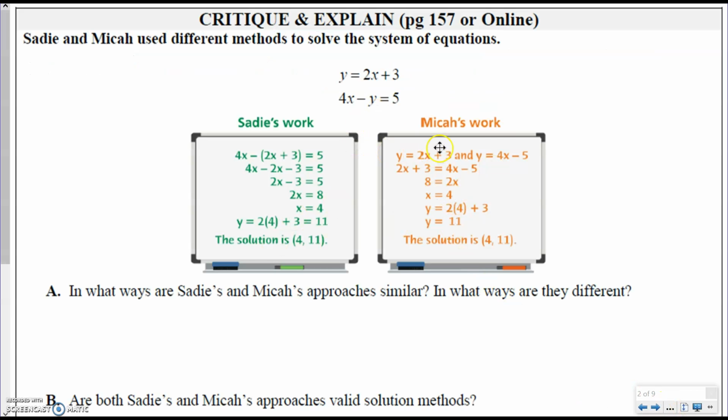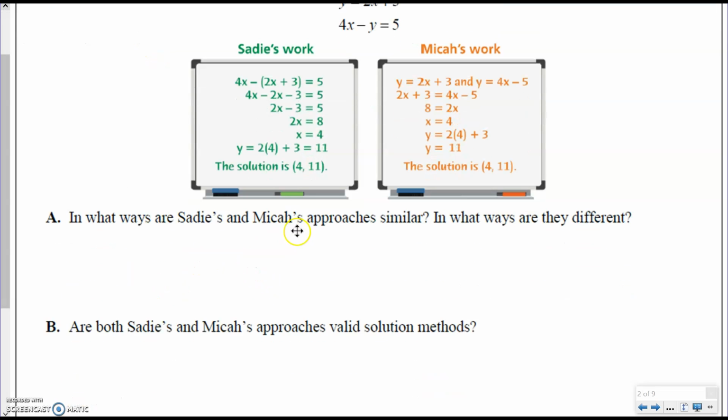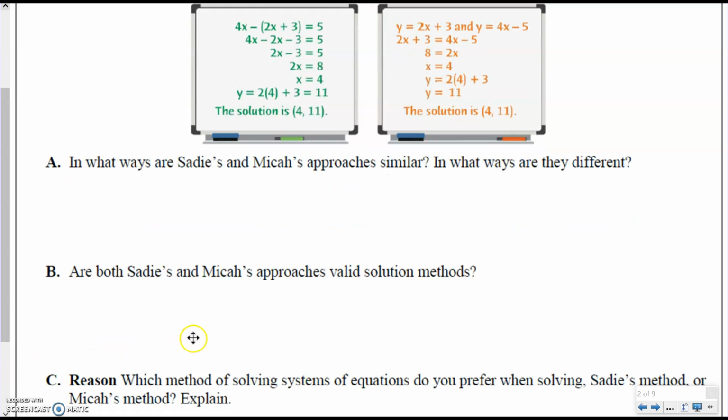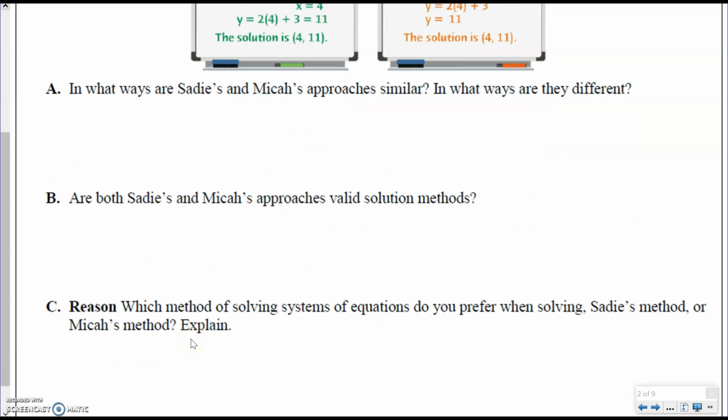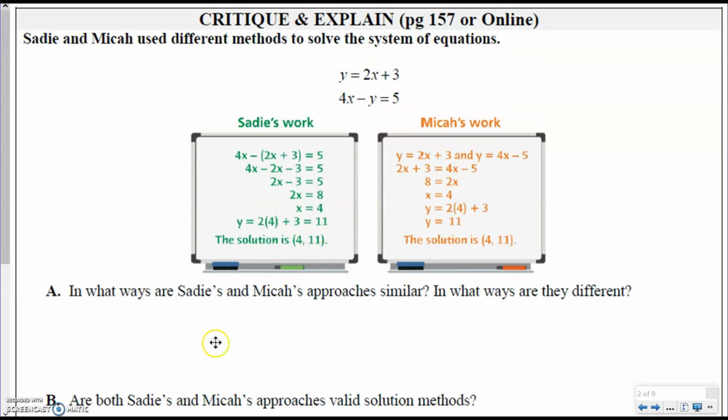Before we actually go through anything, I want you to check this work here and answer these questions. In what ways are CD and Micah's approaches similar? In what ways are they different? And are they valid? And which one do you prefer? Completely up to you. Answer those questions and then check back when you're done.